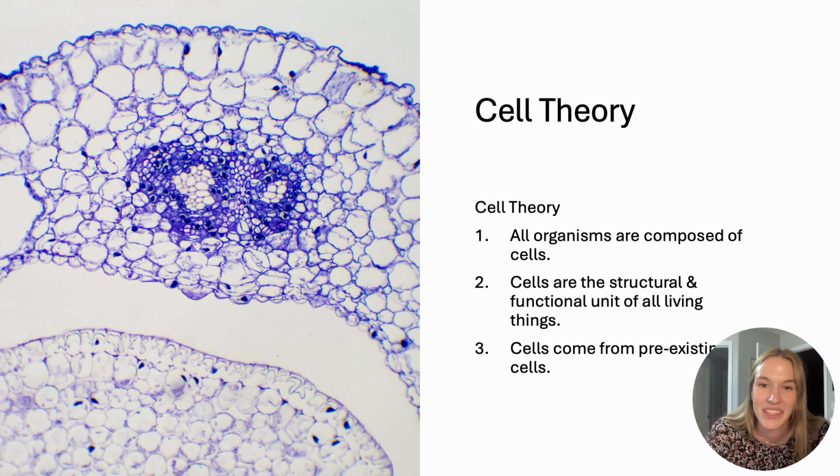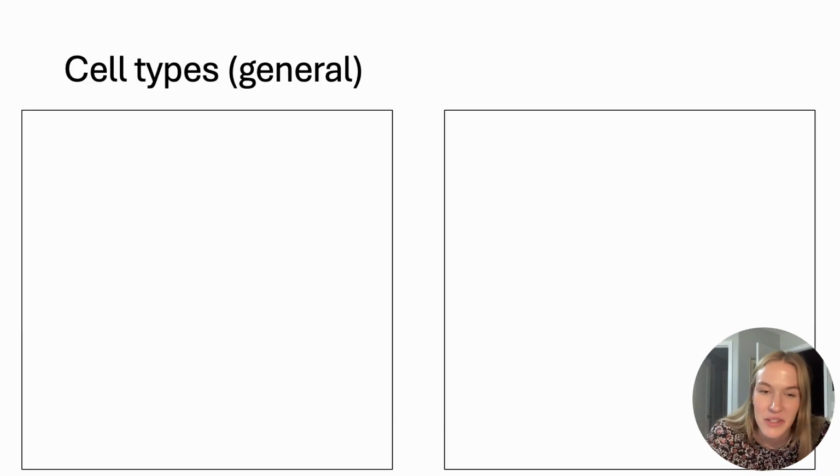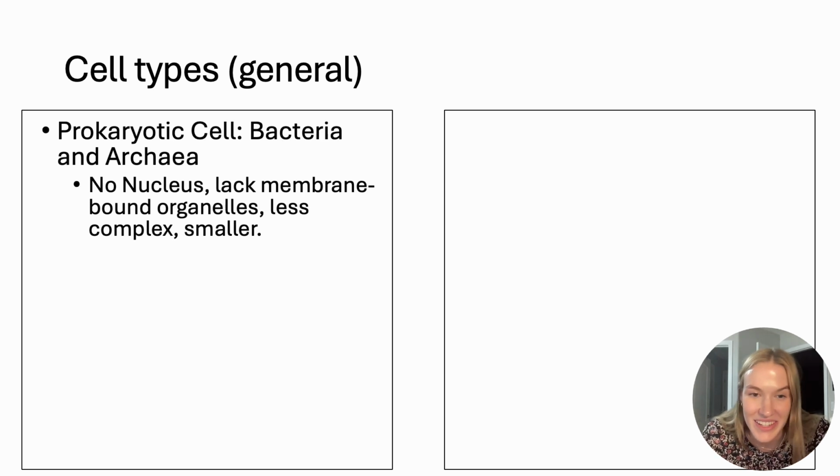Now we have 2 types of cells. 1, the prokaryotic cell. It doesn't have a nucleus. It does not have membrane-bound organelles. But it does have those 4 hallmarks. It still has a cell membrane. It still has DNA and RNA. It has cytoplasm, and it has ribosomes, always.